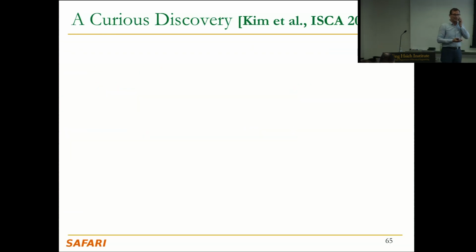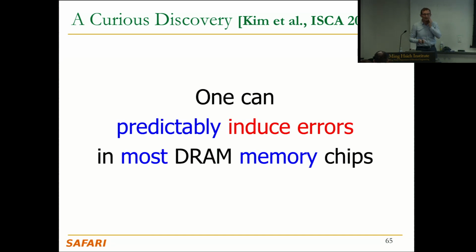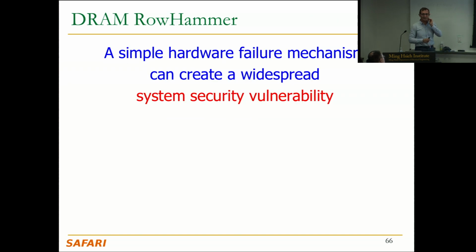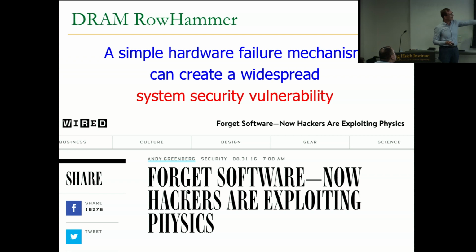While we were doing these studies, we also stumbled upon something else in DRAM, which is even worse, in my opinion. Essentially, you can predictably induce errors in most DRAM memory chips. This is called the row hammer problem. Essentially, it's very similar to that bridge, in my opinion. It's a simple hardware failure mechanism that can create a widespread system security vulnerability. And I like this Wired article, which is really getting the title right, in my opinion. He says, forget software, now hackers are exploiting physics to create security vulnerabilities.